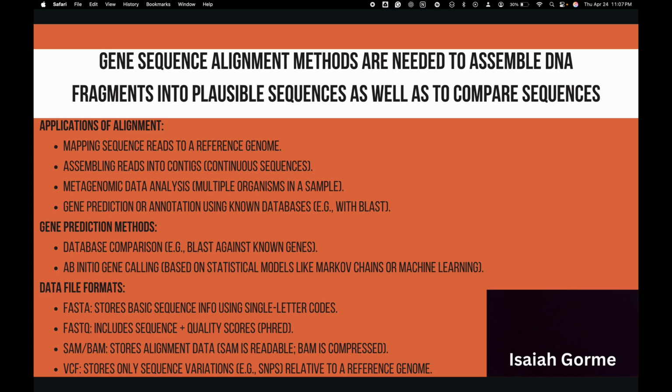Data file formats. FASTA stores basic sequence in single letter codes. FASTQ includes sequence quality scores. SAM/BAM stores alignment data. SAM is readable, BAM is compressed, and VCF stores only sequence variations, e.g. SNPs, relative to a reference genome.